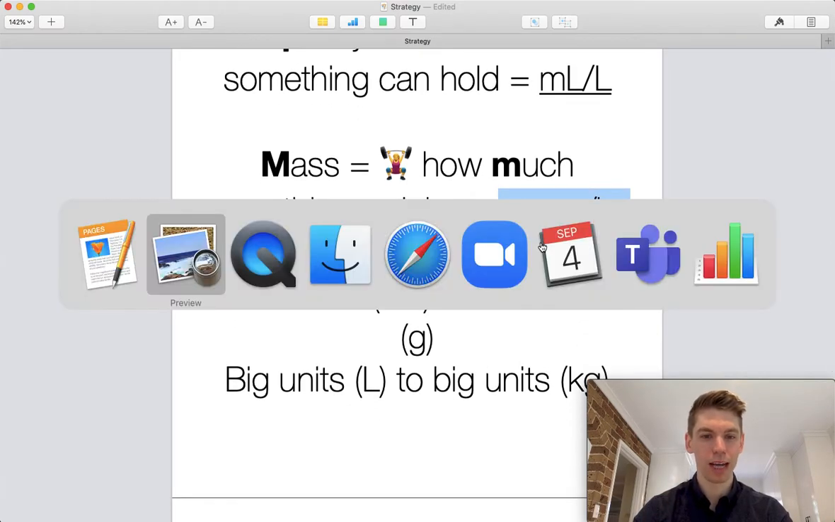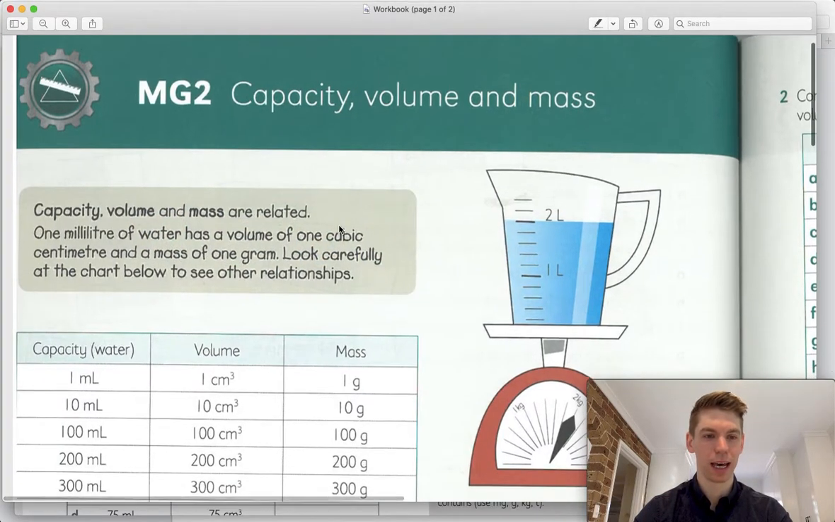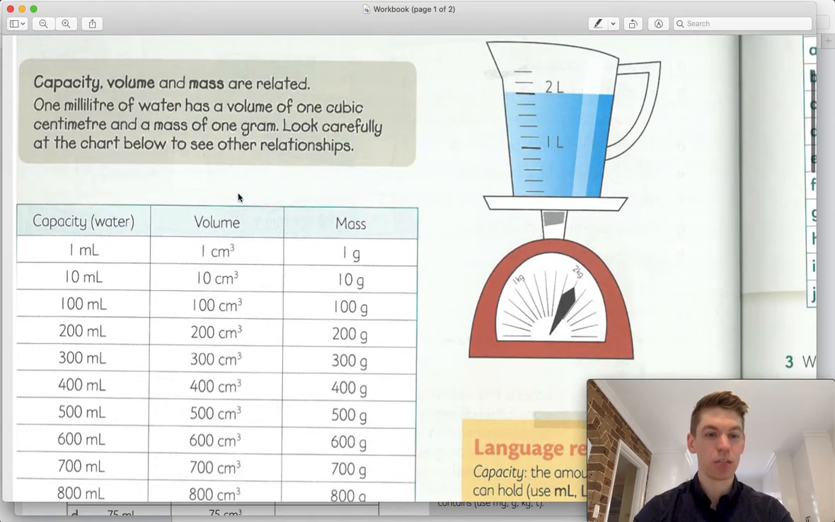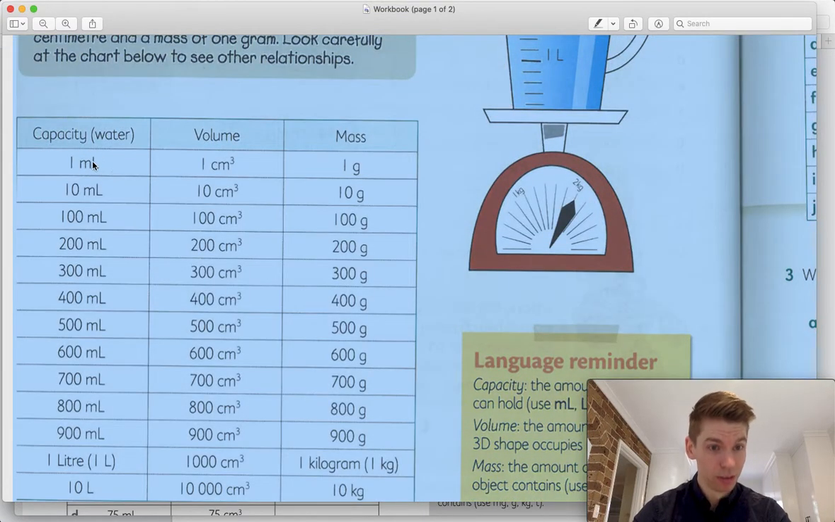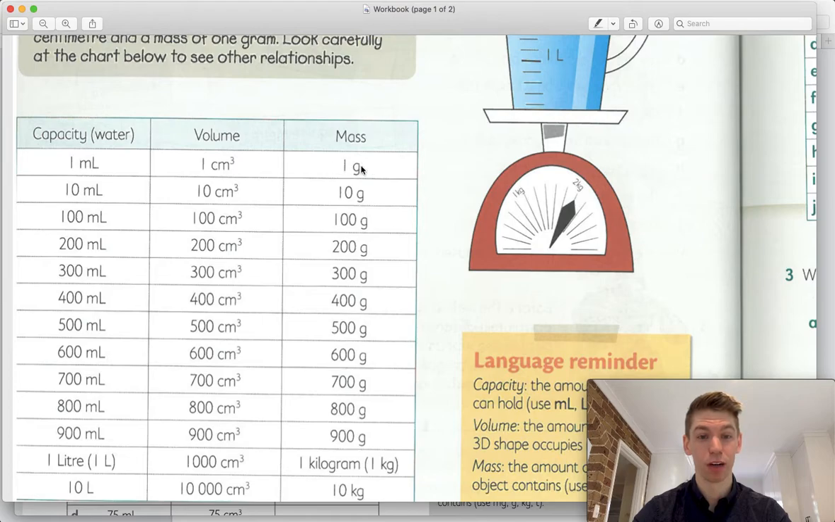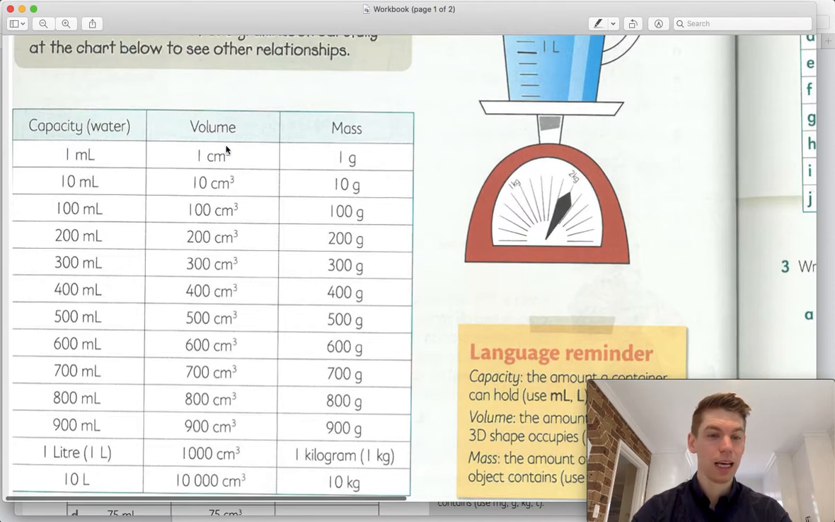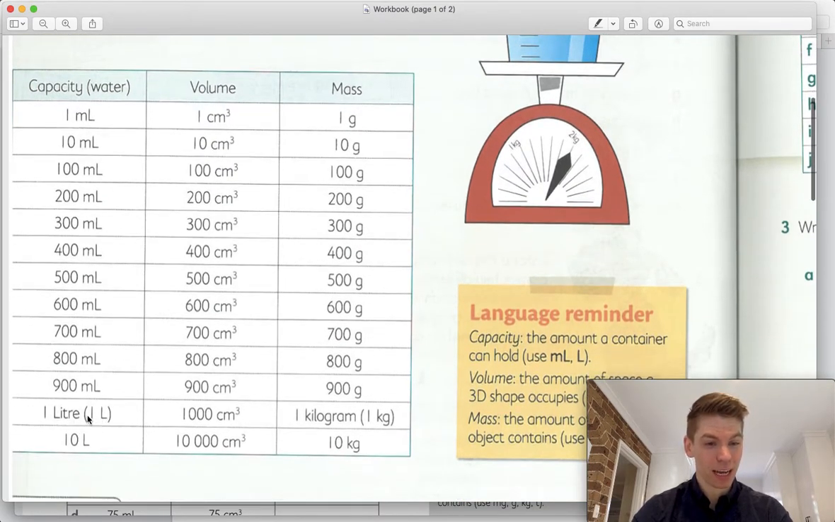This is also important, and it's in the work today. The small units, 1 mil, equals the small units, 1 gram. If you have bigger units, like 1 liter, that equals 1 kilogram. Some people get confused and say 1 liter equals 1 gram, but that's not how it works. Small units equal small units, big units equal big units. For centimeters cubed, though, we just keep it as centimeters cubed. We don't need to go to meters cubed or anything.